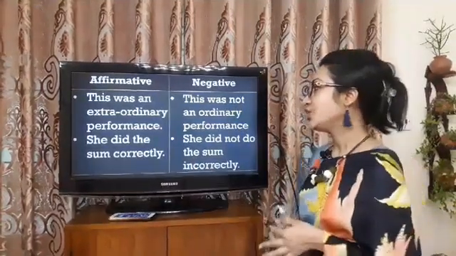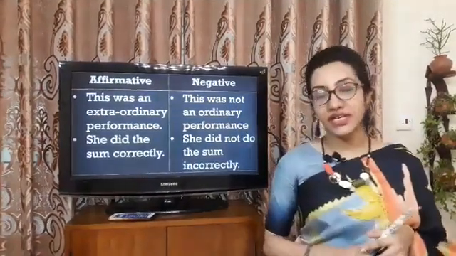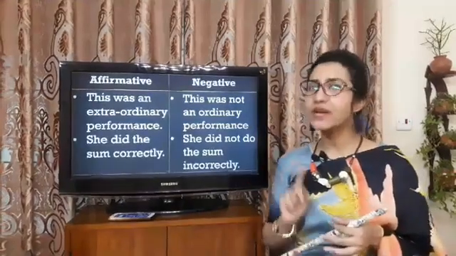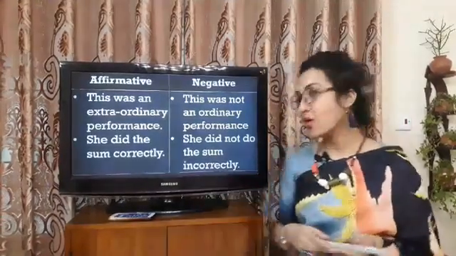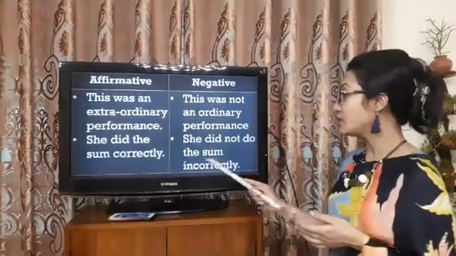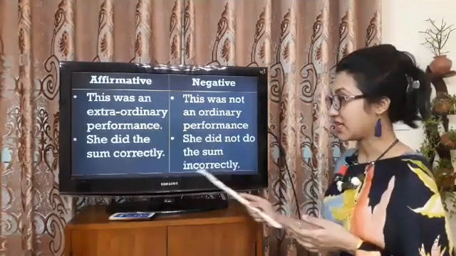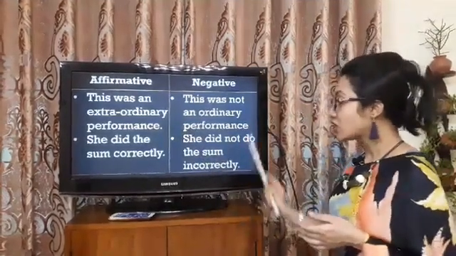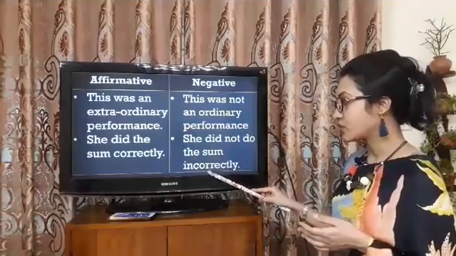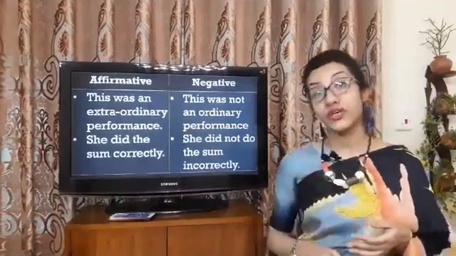Next one. She did the sum correctly. সে সঠিকভাবে অঙ্কটা করেছে। তার মানে সে ভুলভাবে অঙ্কটা করেনি। So she didn't do the sum incorrectly. So we have used not and then we have used the opposite of the word correctly.